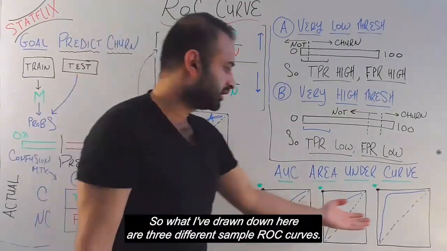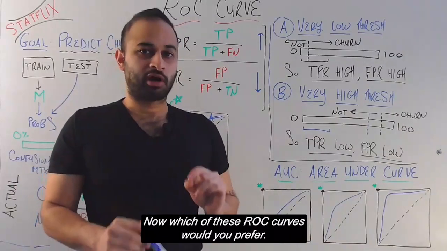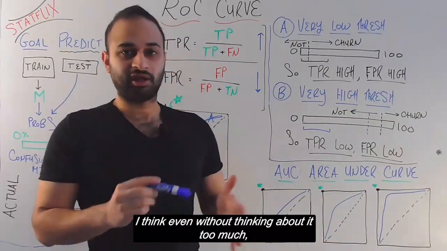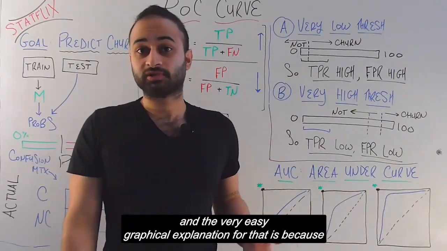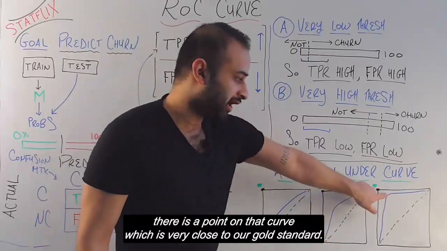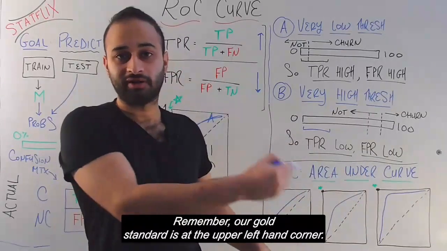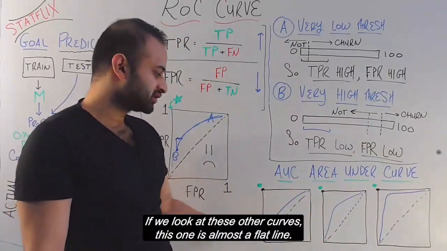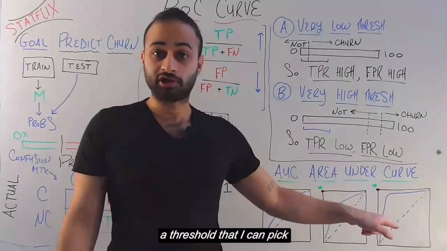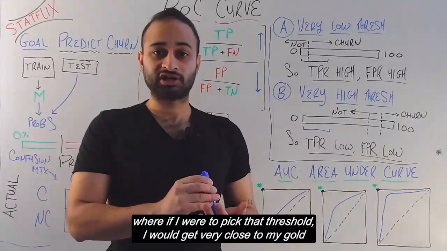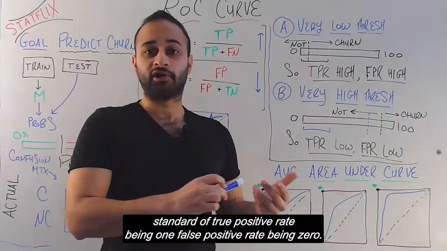So what I've drawn down here are 3 different sample ROC curves, and the dashed line again is the y equals x line. Now, which of these ROC curves would you prefer? I think even without thinking about it too much, you would probably prefer the one on the very right. The very easy graphical explanation is that there is a point on that curve which is very close to our gold standard. Remember, our gold standard is at the upper left-hand corner. If we look at these other curves, this one is almost a flat line. This one is a little bit better, but this one has a threshold that I can pick where I would get very close to my gold standard of true positive rate being 1 and false positive rate being 0.